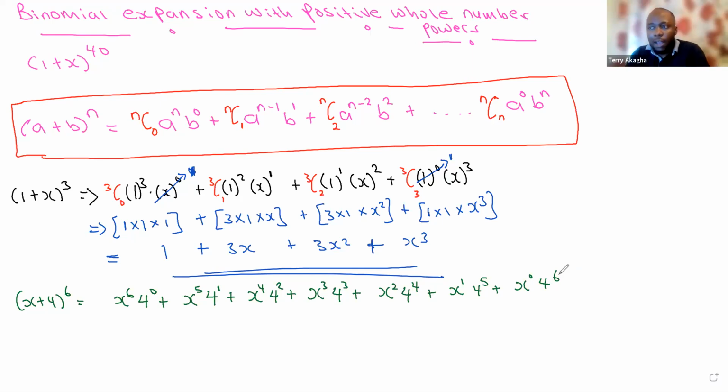So you can see that the first one keeps on reducing by 1, while the other one keeps on increasing by 1. Is that okay? With this, we can now put in the coefficients using combination. Because n is 6, it's going to be 6 combination 0, 6 combination 1, 6 combination 2, 6 combination 3, 6 combination 4, 6 combination 5, and 6 combination 6.